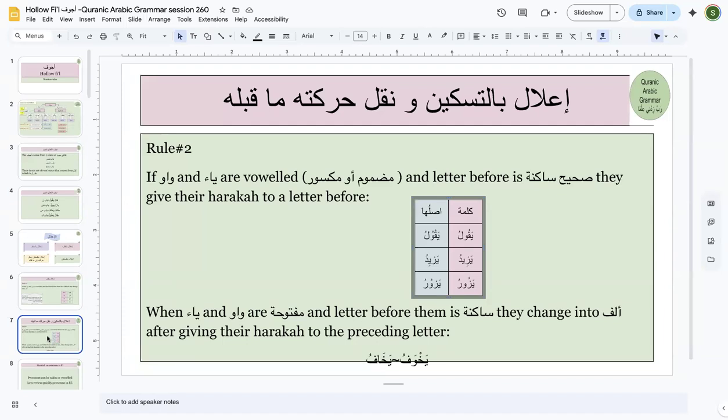But what happens now? There is a sakin before it. For example, in the word yakhwafu, yakhwafu. What happened? Is there a nakal? What do you think? Is there a nakal? Okay, there is a nakal.